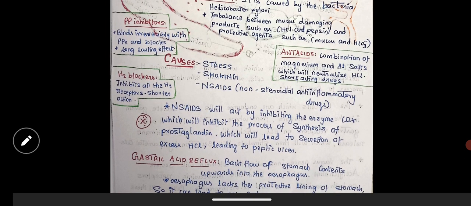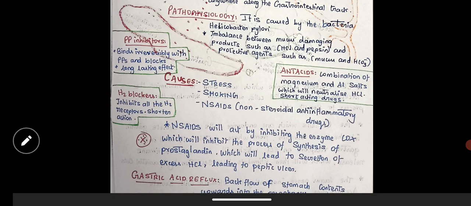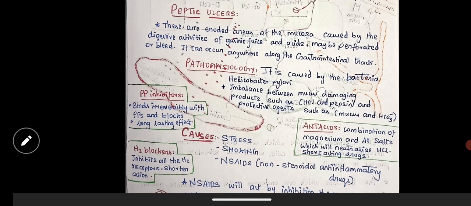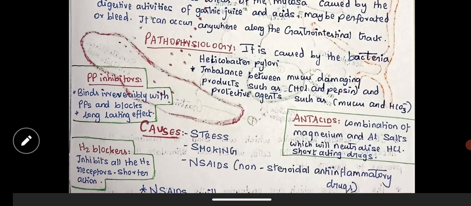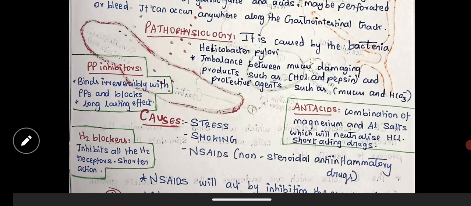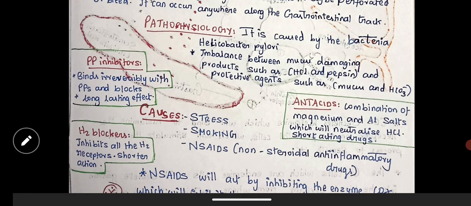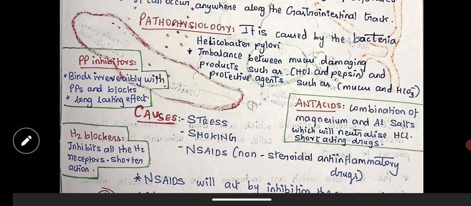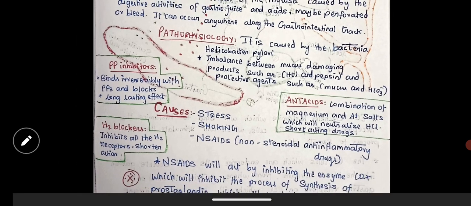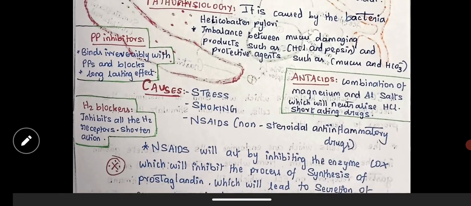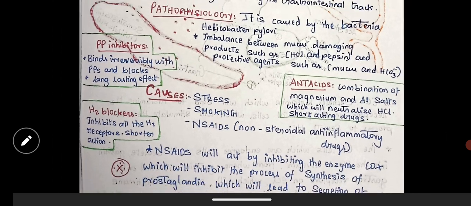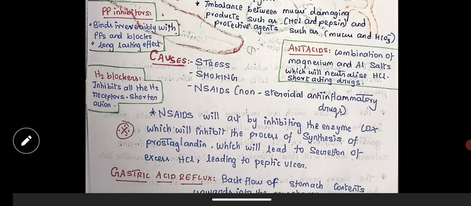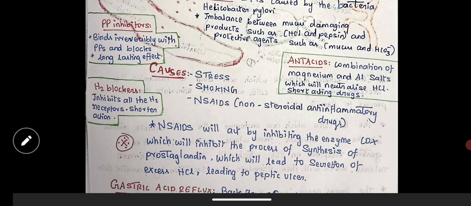So there are separate drugs for all these causes. First, the main one is H2 blockers. These H2 blockers inhibit the histamine receptors, and these are shorter-acting drugs. The drug classification video I'll put later as a short or a reel. Then we have antacids. Before that, we'll see proton pump inhibitors, which are more important than antacids and H2 blockers.